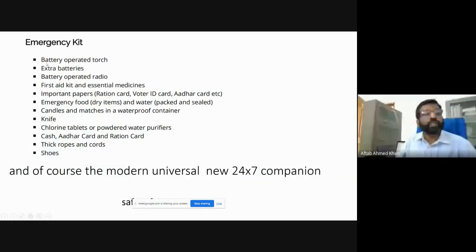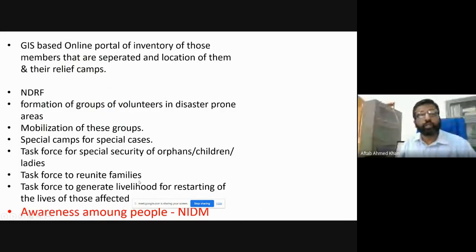So in the case of a cyclone, in case of emergency, what are the things you need to keep? A battery-operated torch, all those things. You need to have pure water, so a few chlorine tablets are also required. And of course, nowadays nobody loses their companion, that 24/7 companion, your mobile phone, because you need to contact people. Keep yourself safe from rumors. That's also important. Furthermore, what is required?